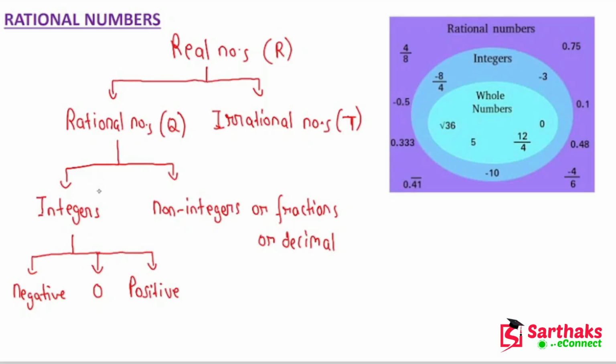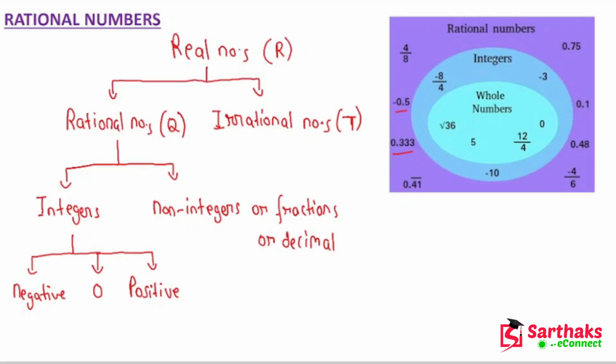So we are essentially studying all of these, that is integers, non-integers, negative, positive, 0, fractions, decimals. So this is the classification of rational numbers. For your reference, there is a figure. You can see in this figure, rational numbers consist of integers and non-integers. See, 4 upon 8 is not an integer, minus 0.5 is not an integer, minus 0.33 is not an integer. So everything outside this oval shape is non-integers. Now this oval shape contains integers, so there are two parts, integers and non-integers.